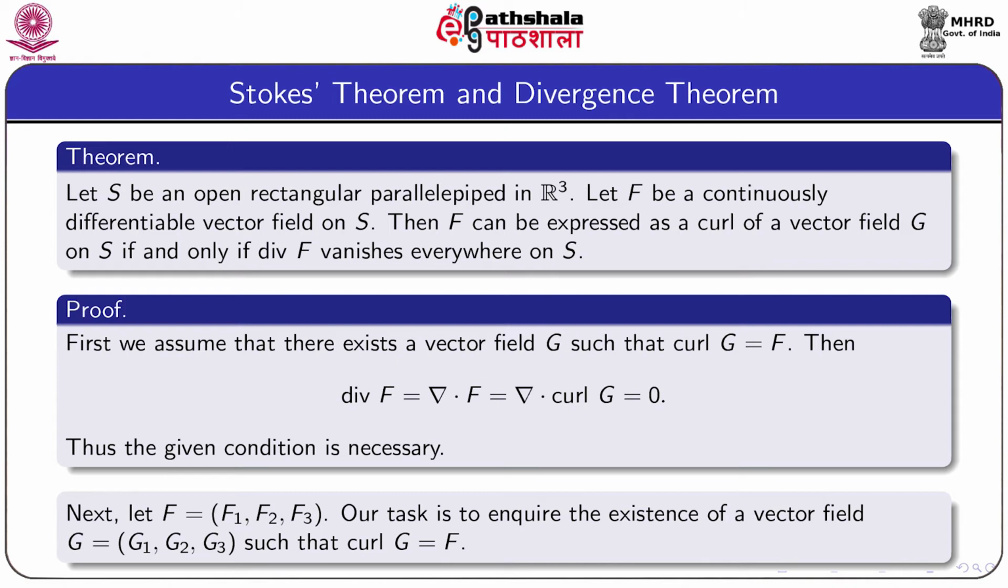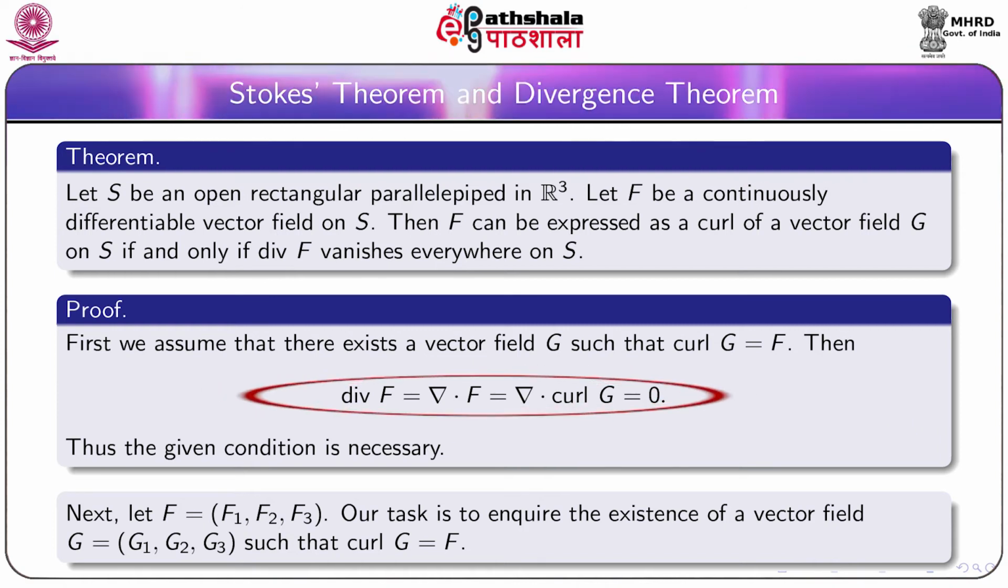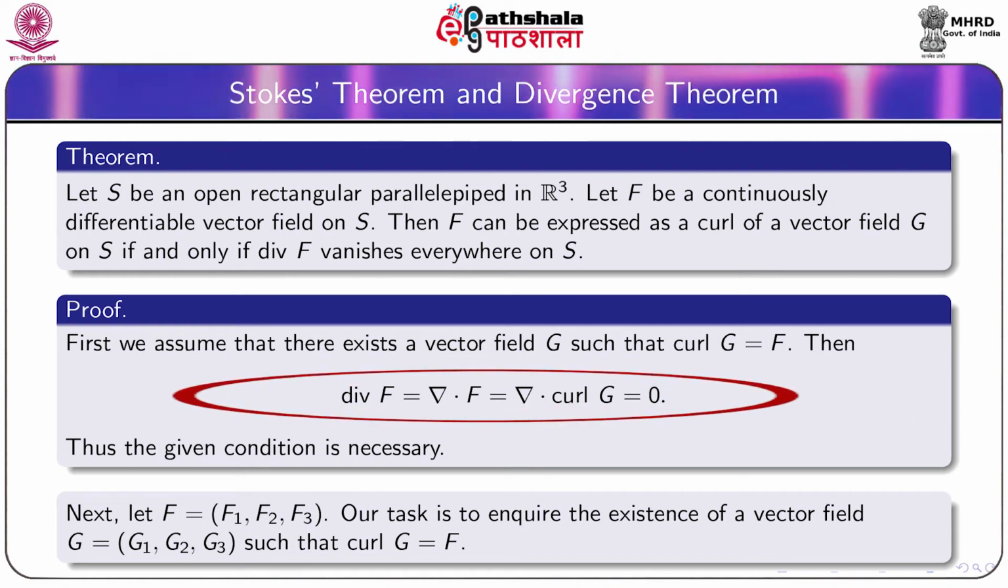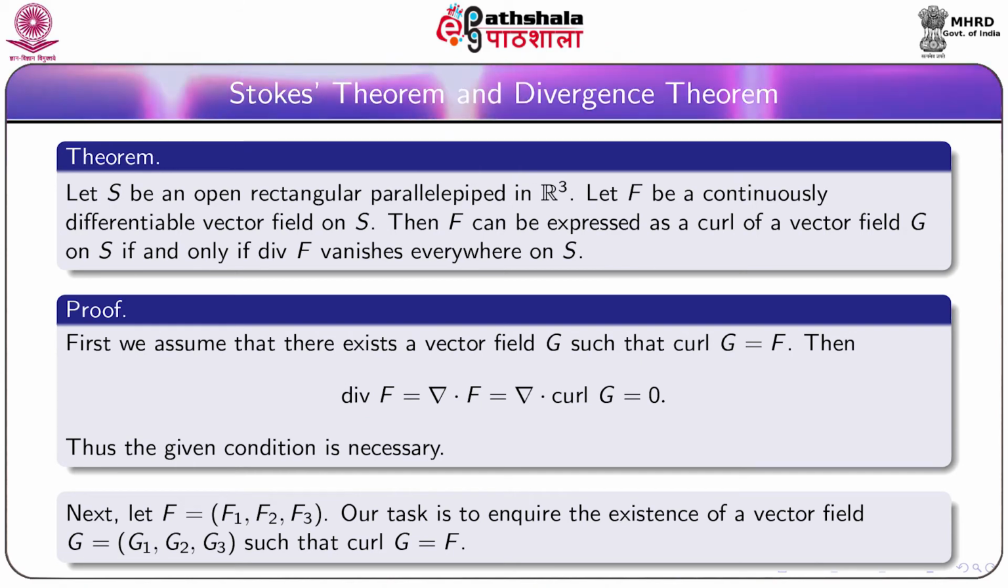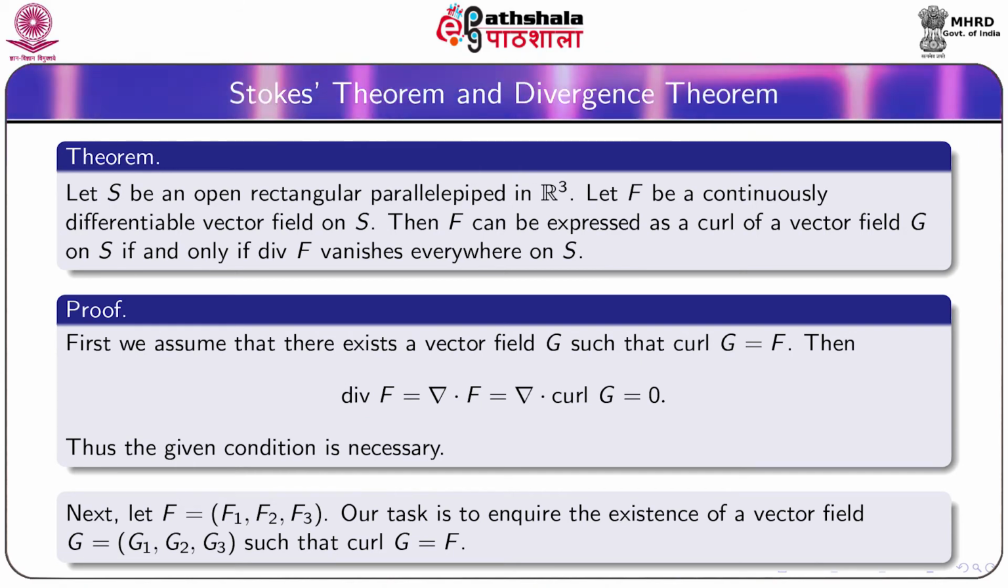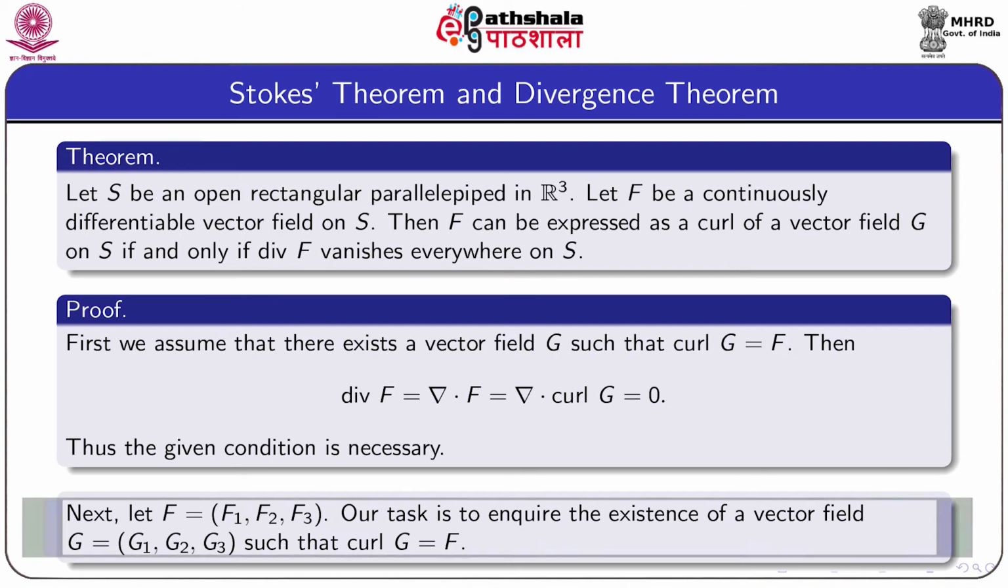First, we assume that there exists a vector field G such that curl G equals F. Then we find that the divergence of F equals ∇ · F, that is ∇ · curl G, which is 0. Thus, the given condition is necessary. Next, let F = (F1, F2, F3). Our task is to inquire about the existence of a vector field G = (G1, G2, G3) such that curl G equals F.